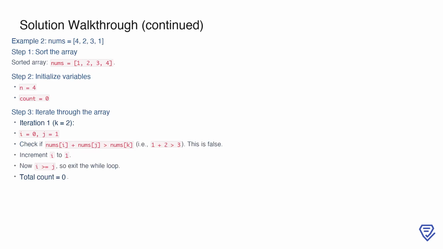In the second example, the input array nums equals 4, 2, 3, 1 is first sorted, giving us nums equals 1, 2, 3, 4.